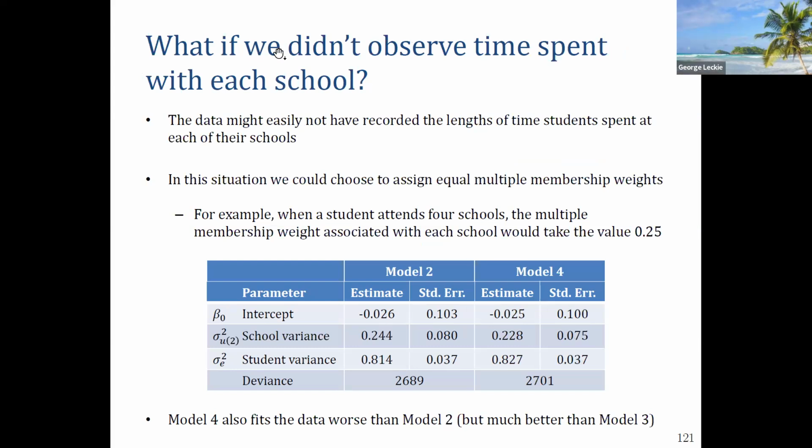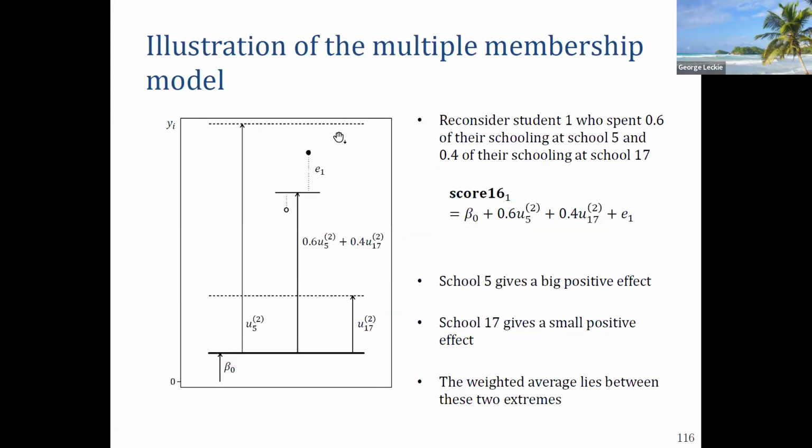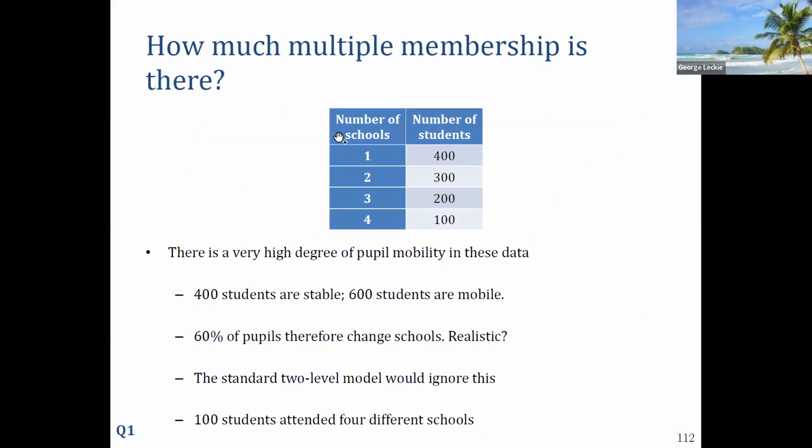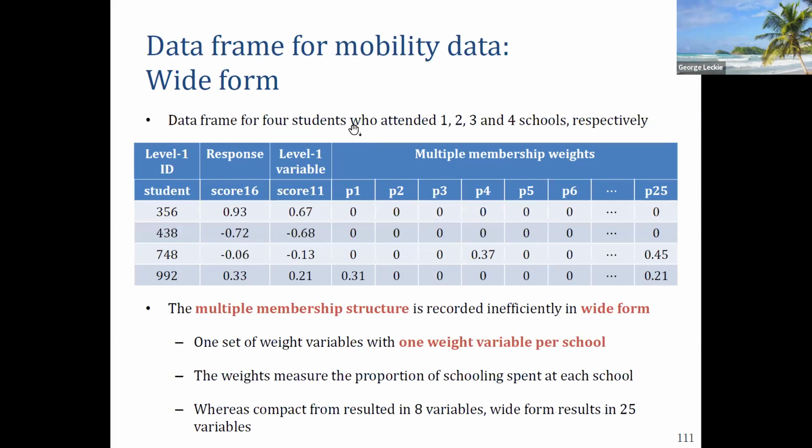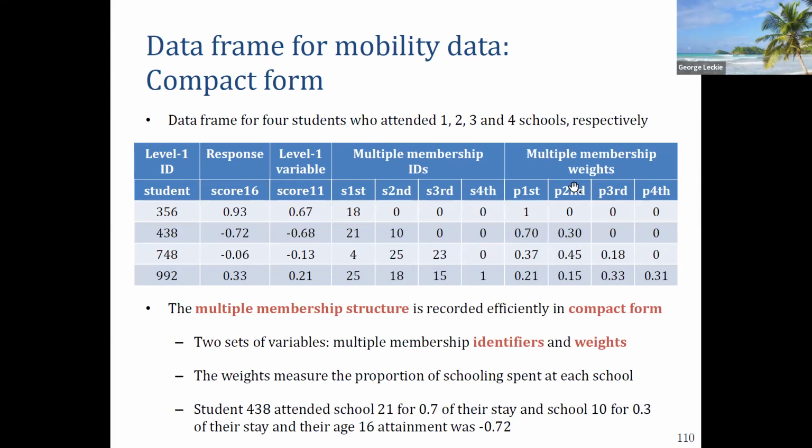What now about this? What if we didn't observe time spent with each school? And this comes back to what I said earlier. Often you'll know, for example, the journal articles, you know the authors, you don't know what portion of work the first author did, the second, the third, the fourth, and you just have to make an assumption. So I'm no longer going to use this information. I'm going to pretend I don't have it. And so I'm just going to have to go one, a half, a third, a quarter, so they add up to 1. I just have to assume that a child who attended 4 schools spent an equal proportion of time in each.